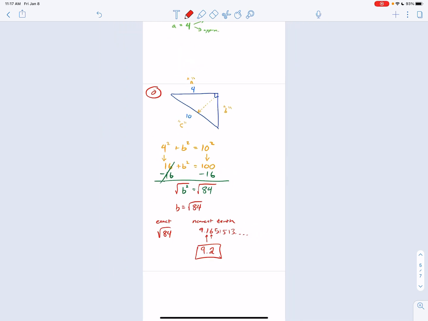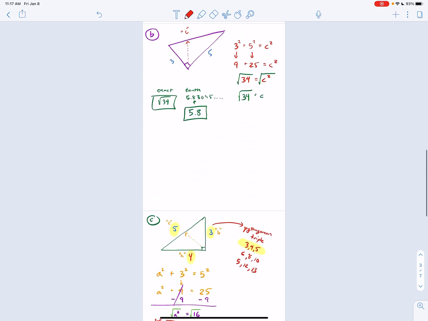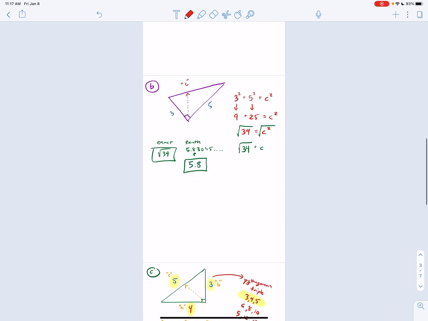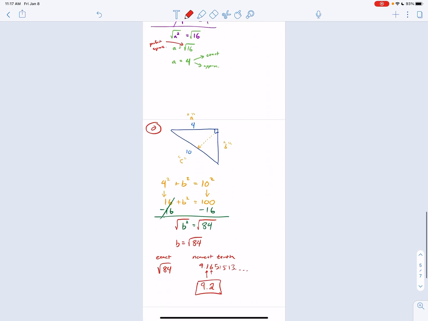And that's it. Okay, so make sure you understand the difference between solving for a hypotenuse and solving for a leg, but also what's the difference between exact and approximate. So again, pay very close attention to when you're doing your Delta Math homework, because some problems will ask you for the exact, some problems will ask you to approximate, okay?